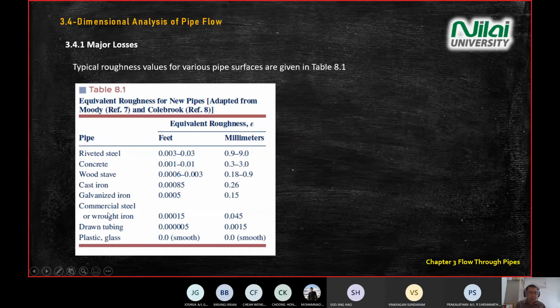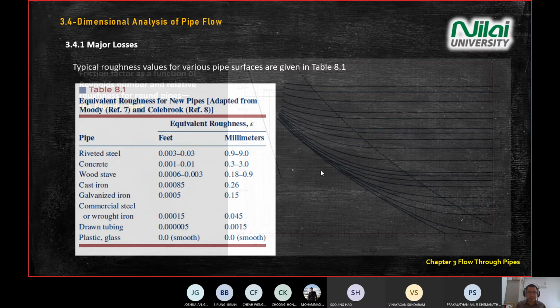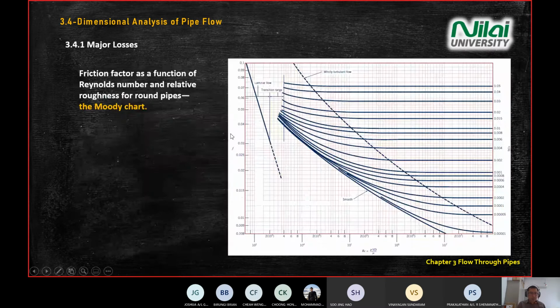So there are different types of material, right? And this is the Moody chart that I showed you before we ended our class last Friday. This is just above question 36, page 13. This chart is very useful to help us find whether the flow is turbulent or not turbulent.